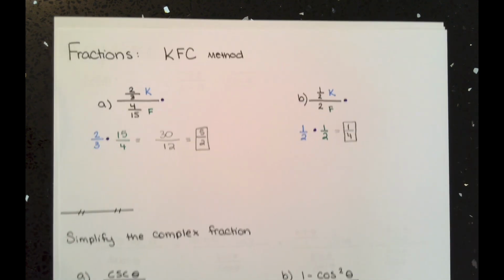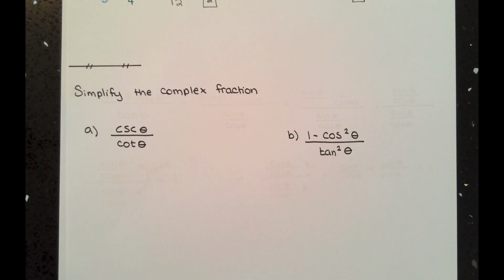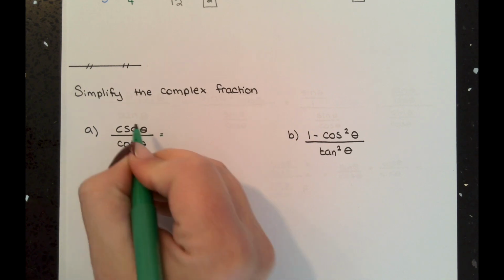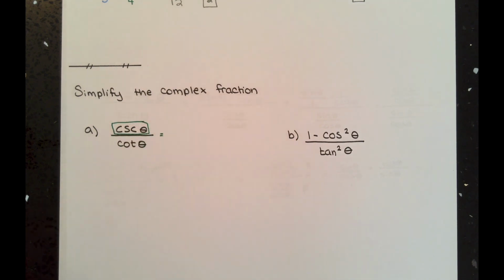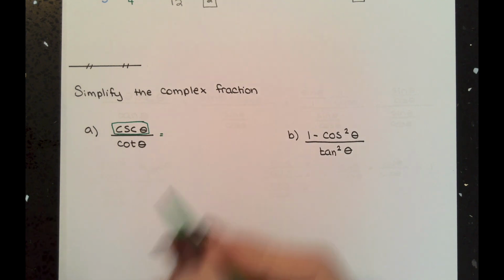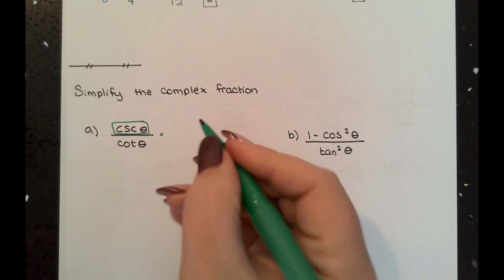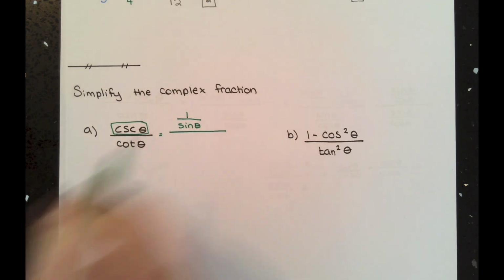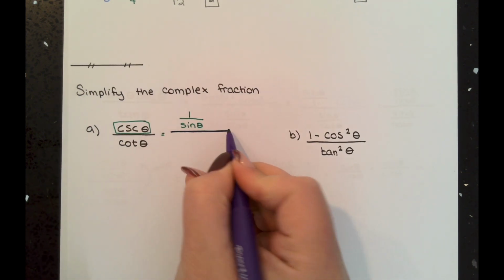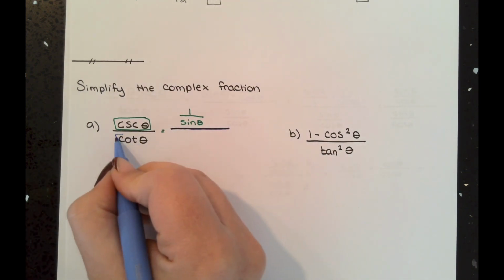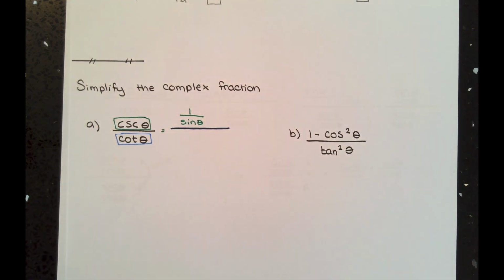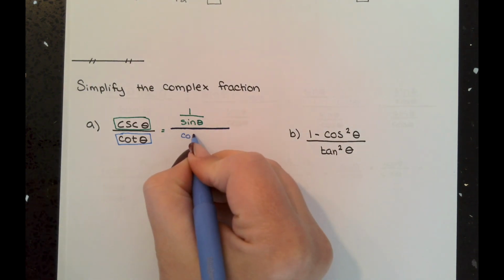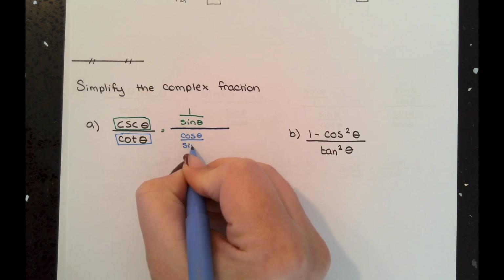Okay, let's go again, but now with trig functions. Step number 1 stays the same. Rewrite everything in terms of sine and cosine. So cosecant has a relationship with sine. I know the relationship is a reciprocal relationship, so I have 1 over sine of theta. And let's actually change this to a different color so it can stand out. And cotangent is the reciprocal of tangent. So I know tangent is sine over cosine. The reciprocal of that is cotangent, which is cosine over sine.